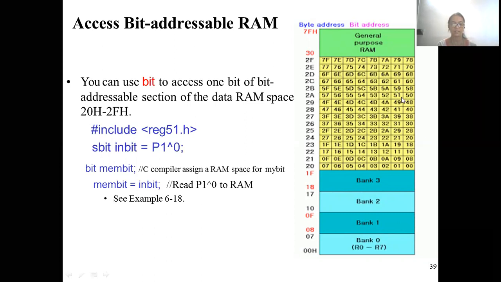So here you can access this range by calling the header file and then by including the sbit data type, and then you can define whatever memory space you want to access. Here, sbit mem_bit will assign a RAM space to my bit, and mem_bit is allocated to the internal bit of RAM. This way you can access the bit addressable RAM by calling the header file and then using the sbit data type. Okay, so this way you can access the internal RAM space.